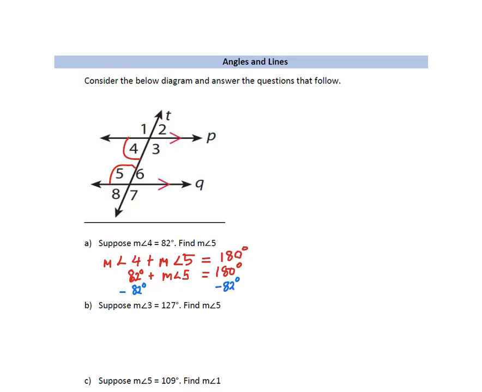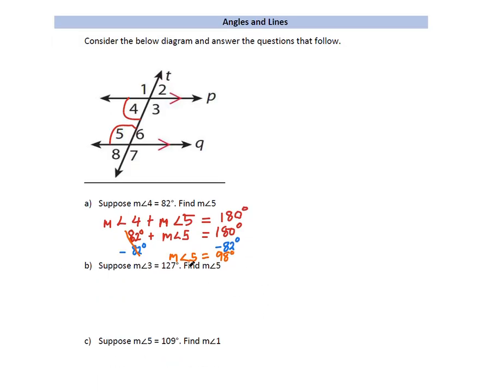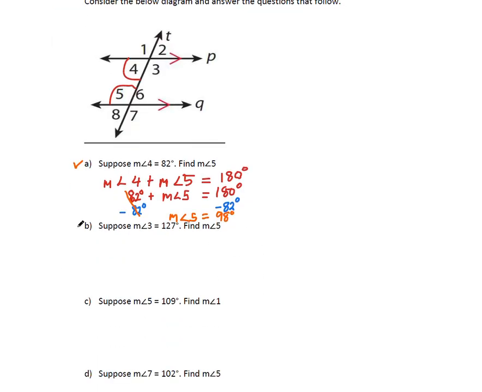Hence, the 82 degrees minus 82 degrees here would be 0, so that's gone. I'll be left with the measurement of angle 5 equal to 180 degrees, take away 82 degrees, which is going to give us 98 degrees. So the measurement of angle 5 is 98 degrees. That takes care of part A. Now let's go to part B.